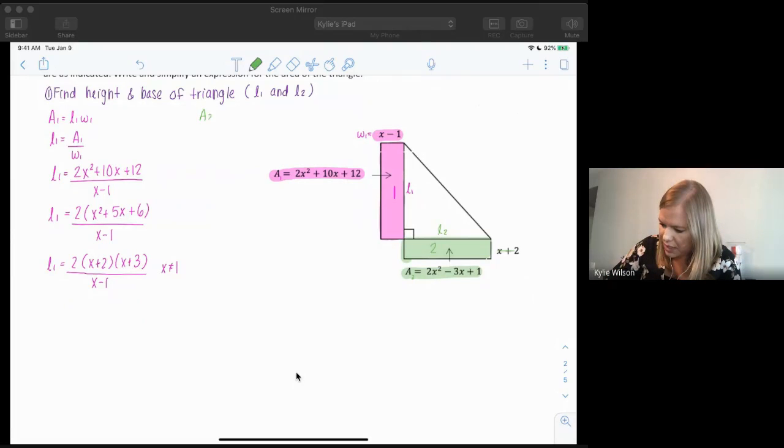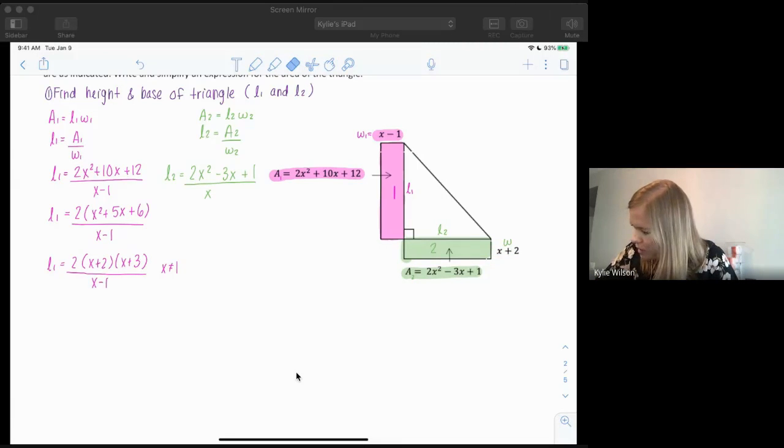So we're going to be looking at area 2, which is L2 times W2. And we just want to find L2, so the base of our triangle. So let's rearrange our equation. L2 is equal to A2 over W2. And now let's fill in our values. L2 is equal to A2, which is 2x squared minus 3x plus 1, all over x plus 2.